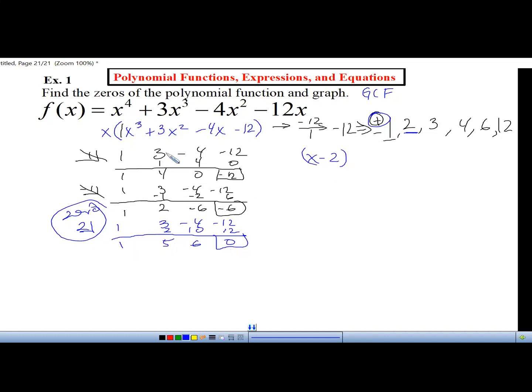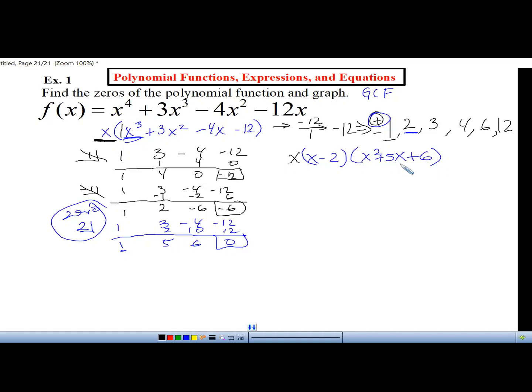What do we have left? So this was a cubic, that means this is a squared. So this is x squared plus 5x plus 6. Now, before I factor more, so I don't forget, look up. Don't forget your GCF over here. Make sure you write it right there.